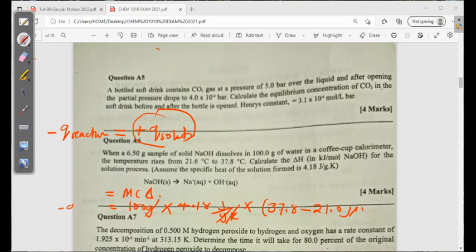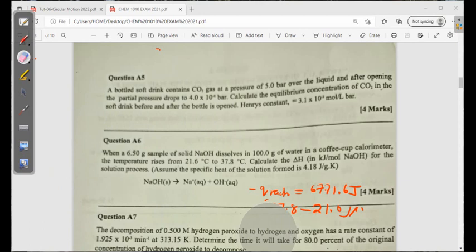Now let's go on and punch this in. This is equated to negative Q of the reaction. So we are saying 100 multiplied by 4.18 multiplied by 37.8 minus 21.6. And this value is going to give us, so negative Q of the reaction is 6771.6. The value is going to be in joules. Okay, that is it. So we have found the heat of the reaction. This is the heat which the reaction is going to release. Now if we want to have the heat of the reaction, we're going to take the negative to the other side, or divide everything by negative.